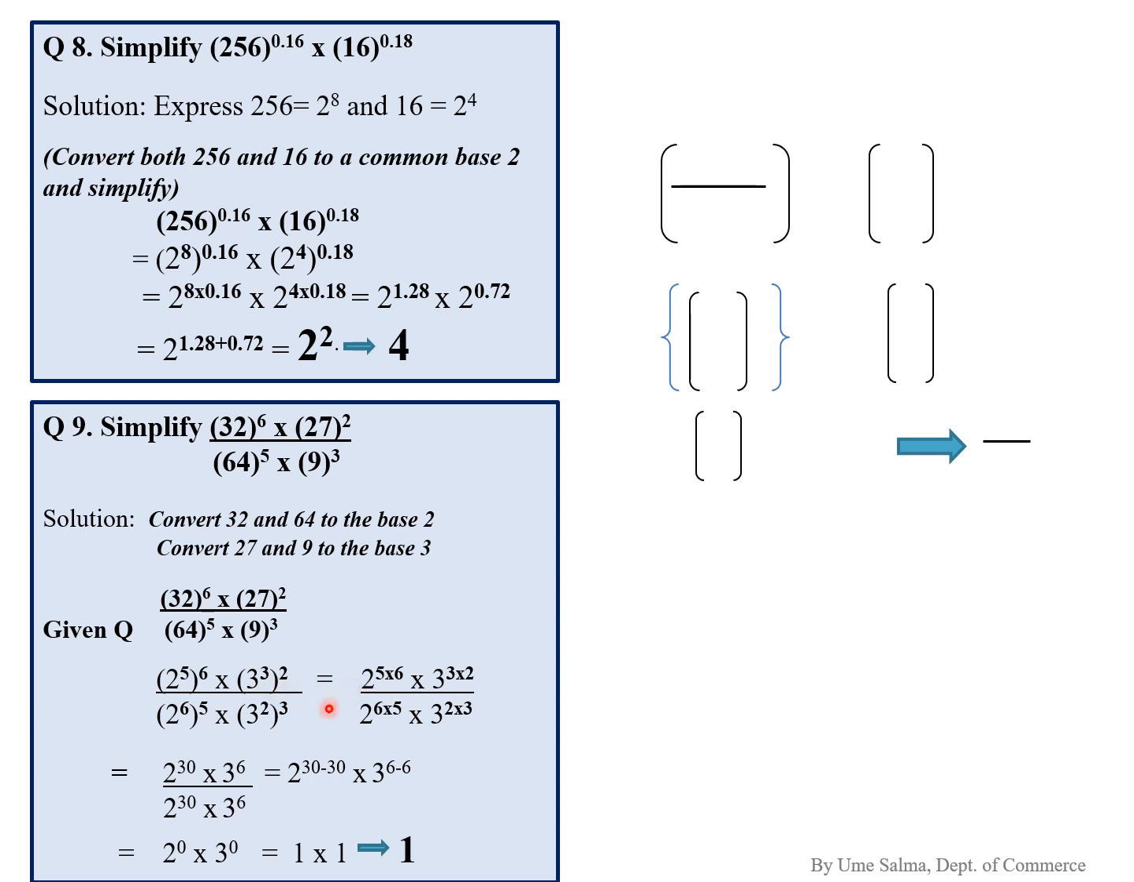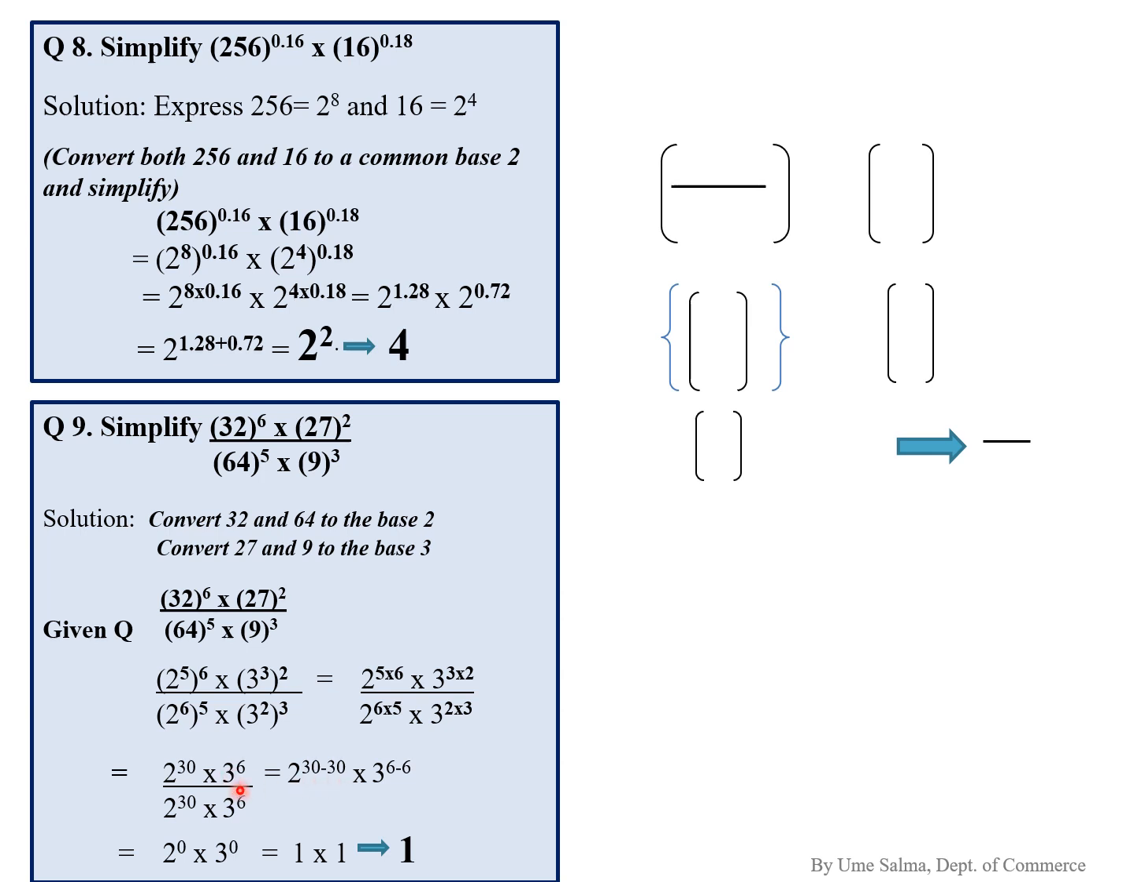After getting this value, you have to write it in this way, that is 2 to the power 30 minus 30. This is because you have these two as same bases. A to the power m divided by a to the power n will give you a to the power m minus n. You are deducting the two exponents. The same applies for this as well. You are deducting the two exponents.